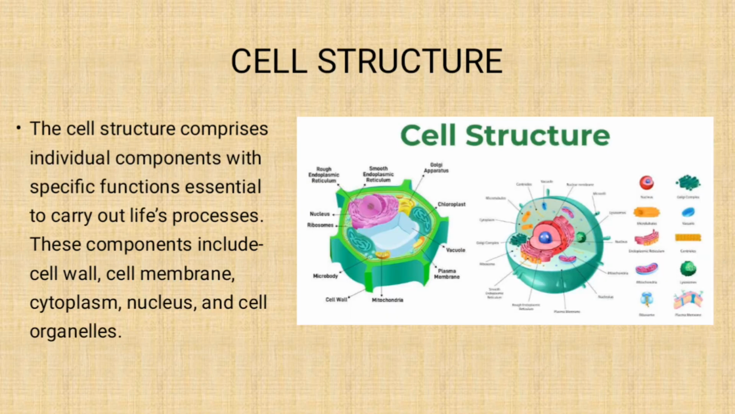Now, moving on, we'll be looking at the subtopic cell structure. Now, the cell structure comprises individual components with specific functions essential to carry out life's processes. These components include the cell wall, cell membrane, the cytoplasm, nucleus, and cellular organelles. As you can see in the picture that we have here, we have the basic components of the cell structure, and we have various organelles being displayed right here.